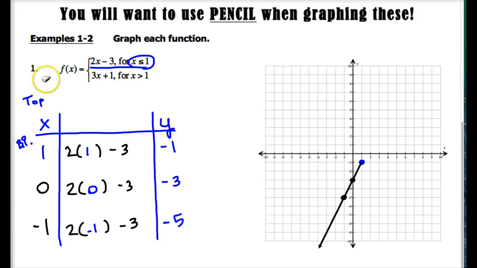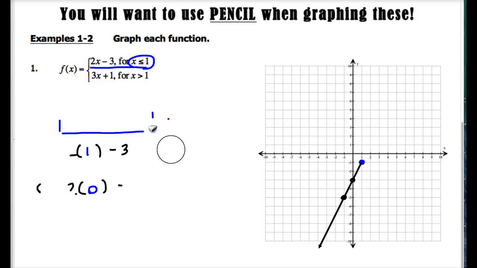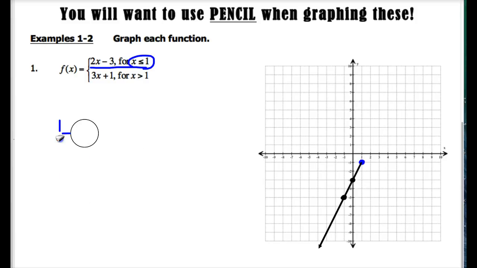Now I'm going to go ahead and do a t-chart for my bottom piece in basically the same way.